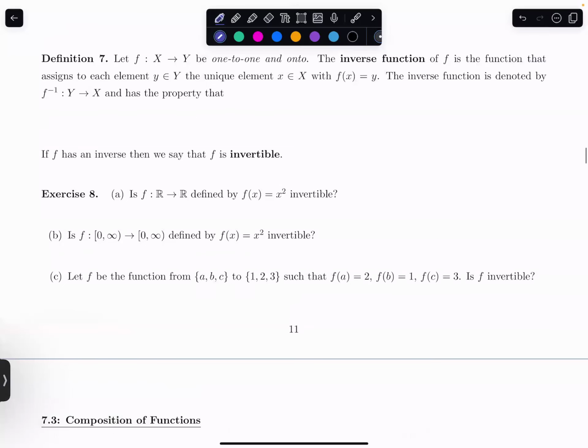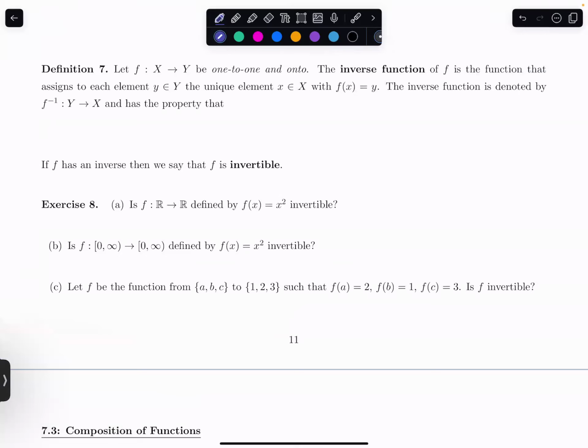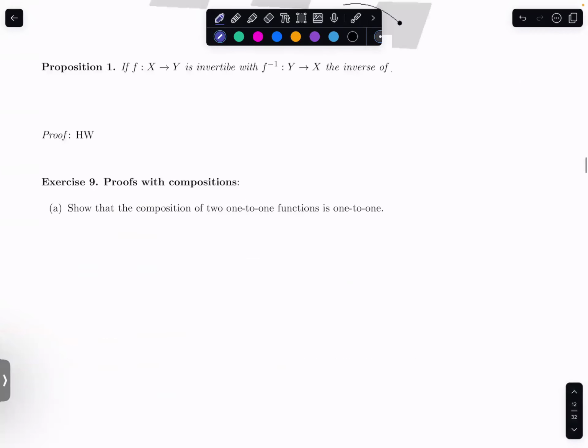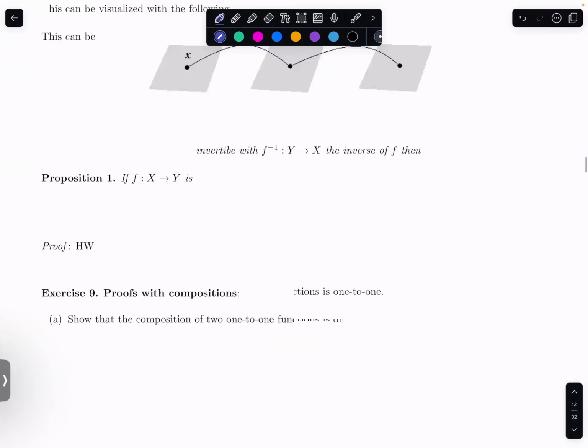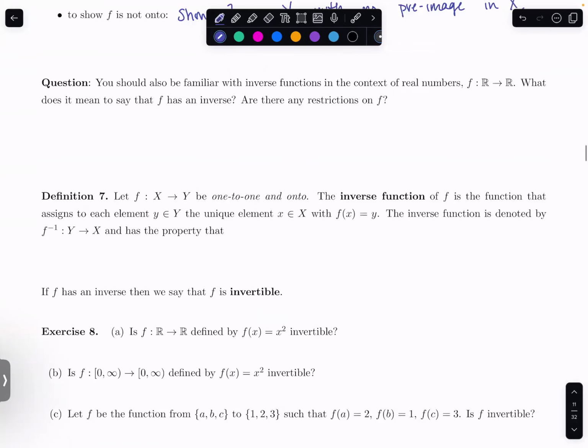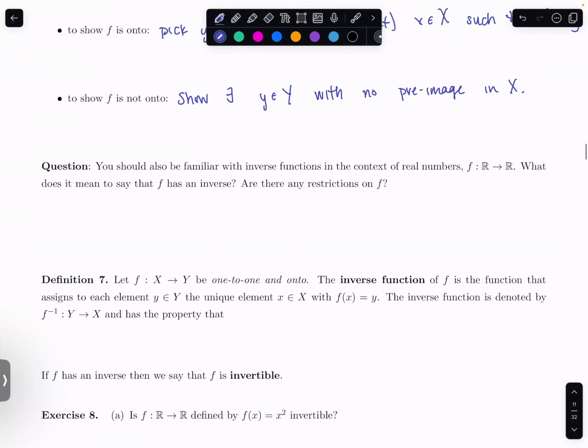Okay, so we are going to go through the rest of 7.2 and then 7.3 and 7.4. Then we're going to start chapter 5. At this point, my goal is to still have your test on the 26th. So I'm going to go through this stuff.